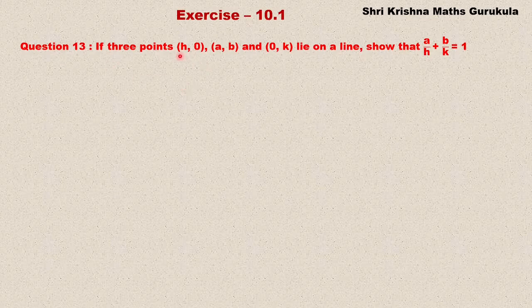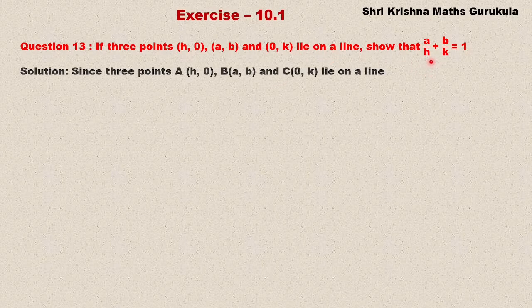If there are 3 points h, 0, a, b and 0, k, and all the 3 points lie on a line, then we have to show that a by h plus b by k is equal to 1. This is what we have to show. That means these 3 points are collinear and we have to show this. Okay. Now let us solve this.